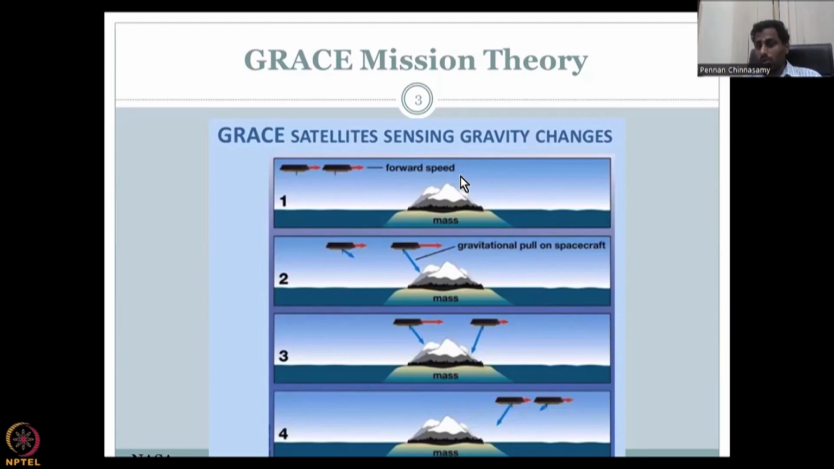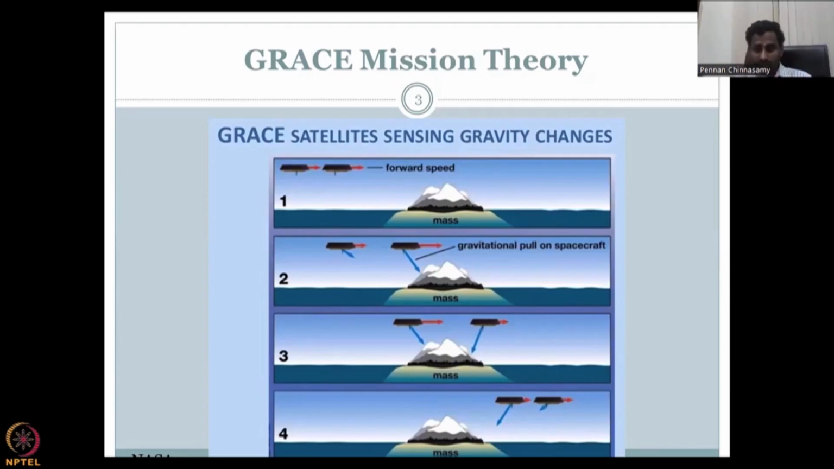So the forward speed is there, and then the gravitational pull is acting on the first satellite, so it goes faster. Then when it goes faster, the second satellite doesn't know that this one is going too fast, so it catches up by the attraction towards it and also the gravity mass. This change in speed is recorded and taken as a change in gravity. That's it. There's no other force that can influence the speed of a satellite.